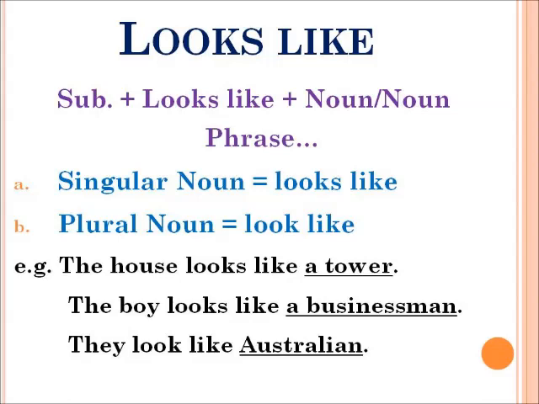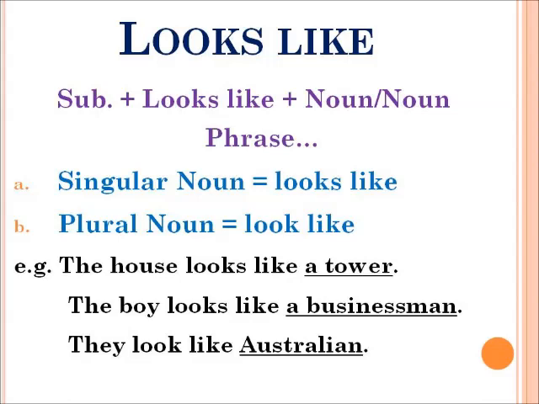Noun phrase means, so that's a phrase, okay, a phrase is a group of two or more words in which a noun is the head, right? So if there is a singular noun, we use looks like. For example, he looks like, Sam looks like, right? Plural noun, look like, they look like, or those look like, right?